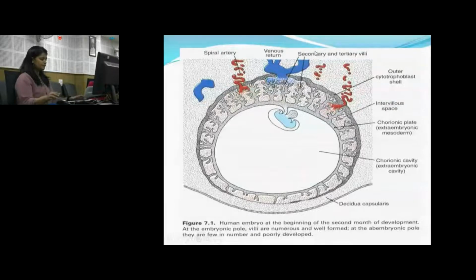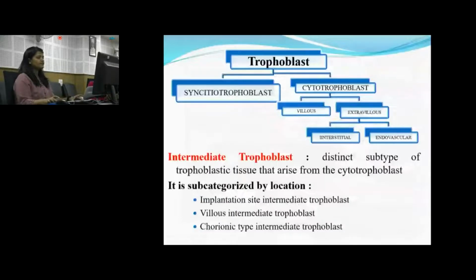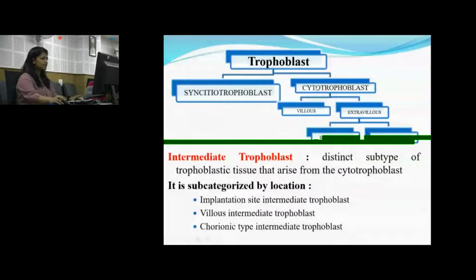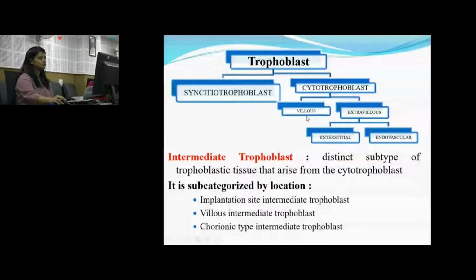The trophoblasts form a very important entity of the placenta. They are divided into syncytiotrophoblasts and cytotrophoblasts. Cytotrophoblasts are again divided into villus trophoblasts and extravillus trophoblasts. Extravillus are again divided into interstitial and endovascular. Endovascular is that lining the vascular spaces, interstitial which forms the in-between spaces.